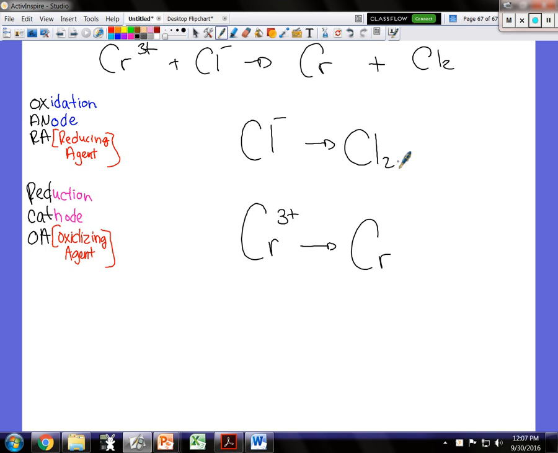Okay? So do you agree we've split them into our two halves? Chlorine ion oxidized into chlorine gas. Would you agree with that statement? Chromium ion reduced into chromium metal. Would you agree with that statement? That's what we've got set up. So we've done step number 1.